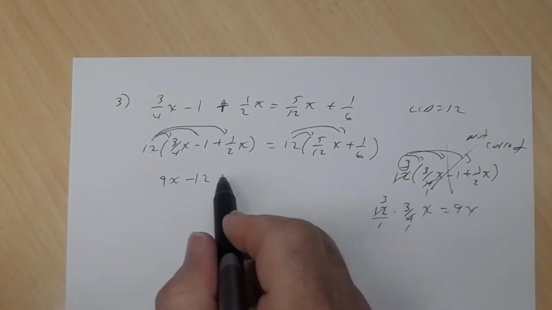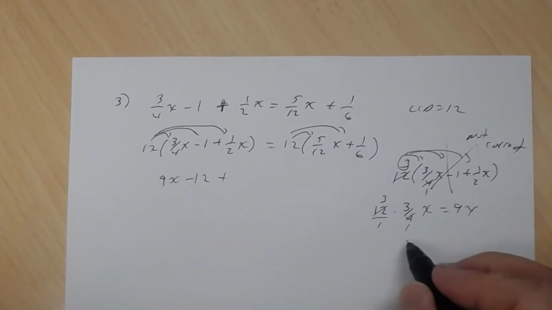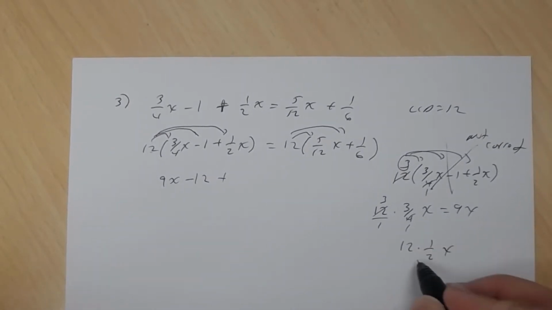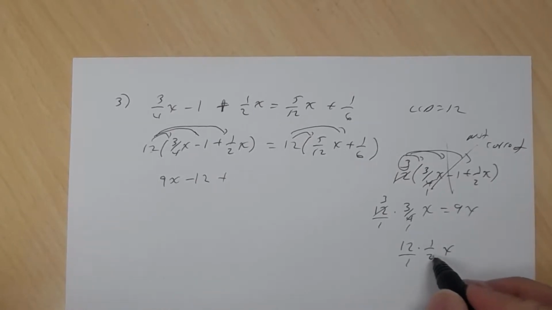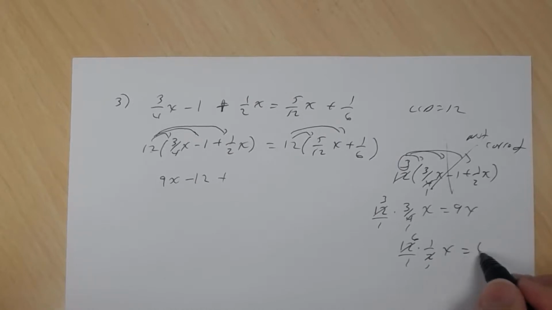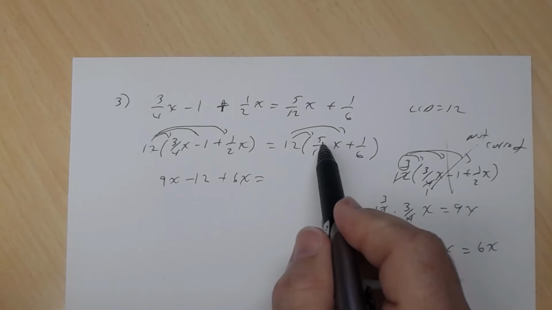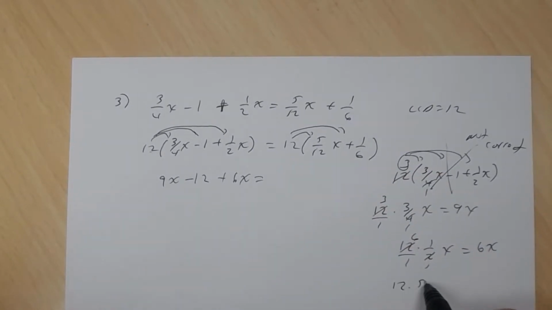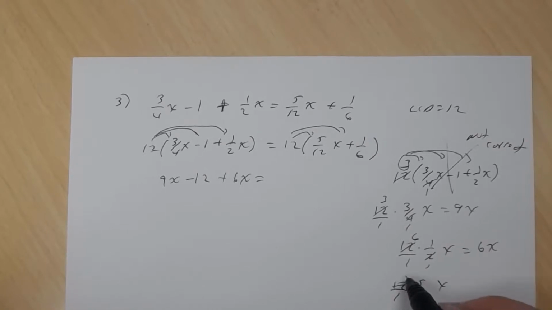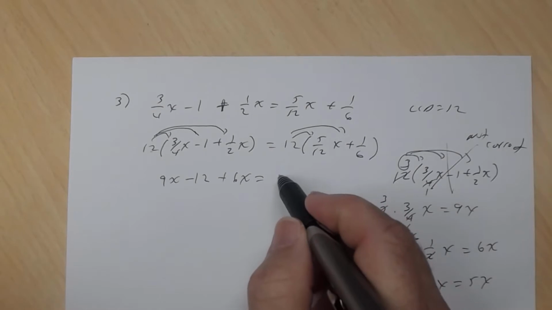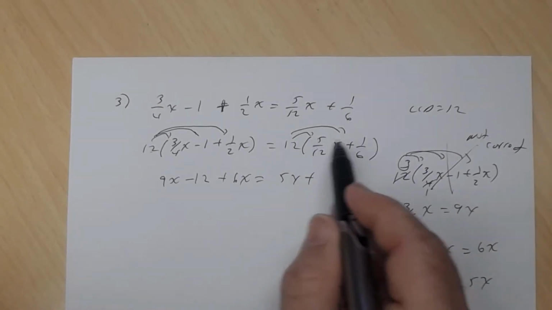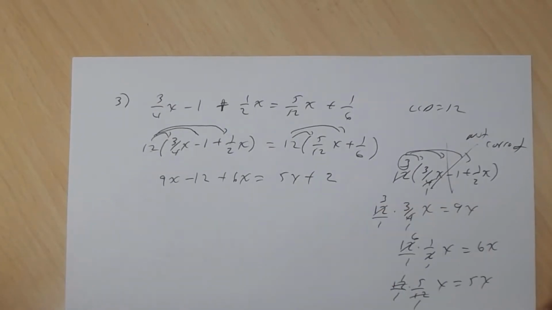It's negative 12. Plus, and then 12 times 1/2 x, so that's 12 over 1. So 2 into 2 is 1, 2 into 12 is 6. I get 6 times 1 times x is 6x. Equals, and then do the same thing here. 12 times 5/12 x. 12 and 12 is 1, 12 and 12 is 1, so 1 times 5 times x is 5x. And then 12 times 1/6 is just 2.